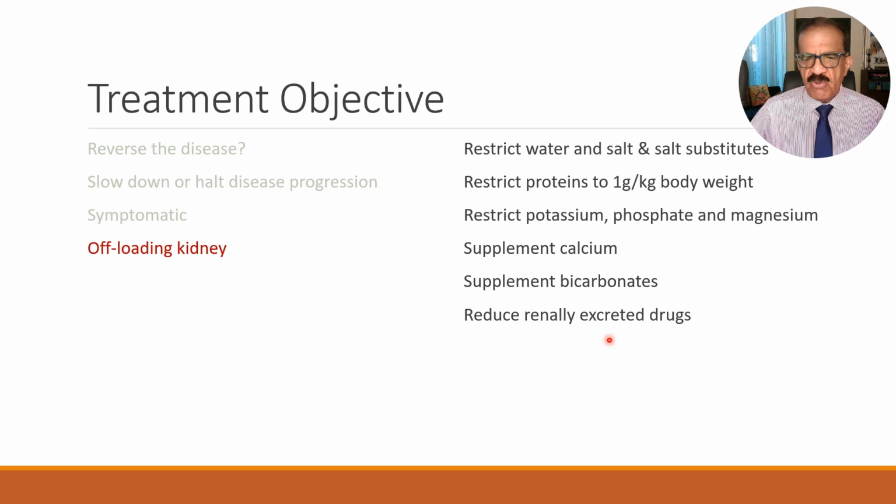Also reduce renally excreted drugs. There are many drugs, and I don't expect everybody to know about every drug, whether it is renally excreted or not. So if you're dealing with such a patient, just look on the internet, and it is now very easy to get the relevant information. See how much of the drug is excreted through the kidneys. If it is less than 25%, it may be okay, but if more than 25% is excreted through the kidneys, then you need to at least reduce the dosage, if not discontinue the drug.